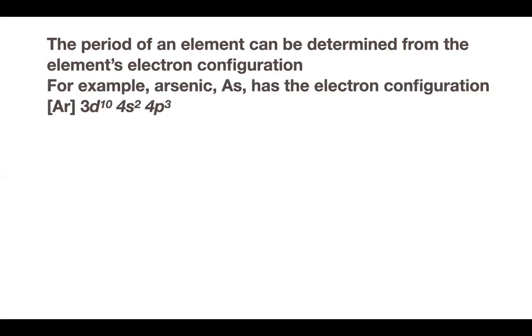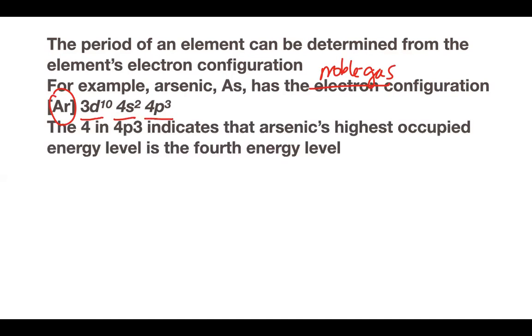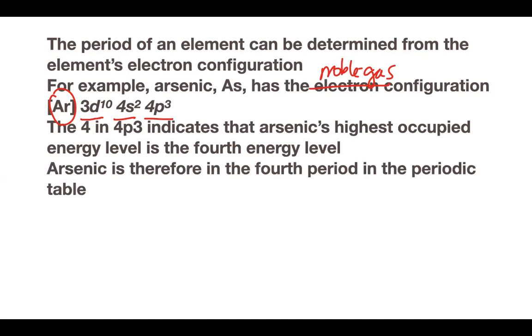The period of an element can be determined from the element's electron configuration. For example, arsenic, chemical symbol As, has the noble gas configuration of argon, 3d10, 4s2, 4p3. The 4 in 4p3 indicates the highest occupied energy level is the 4th energy level. Therefore, arsenic is located in the 4th period.